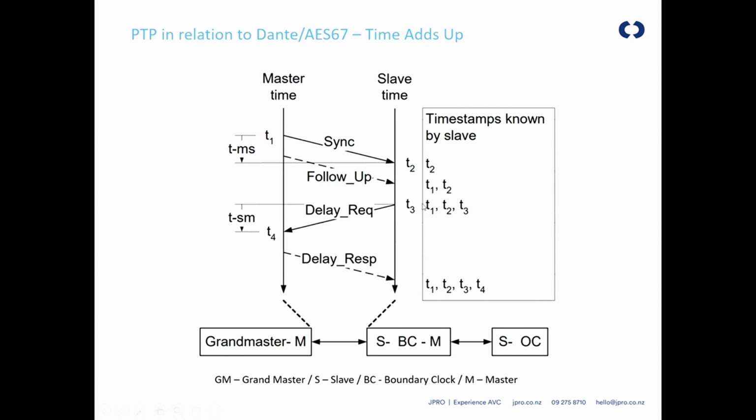And remember, this is for the whole system, so it's going to clock down all the way to the end point. So what we see here is a grand master, a slave, a boundary clock, and then another master, a slave, and then an ordinary clock. Let's put this into perspective. Grand master, my main clock. So if I'm using a Blue 806 as my master Dante clock, that would be that.